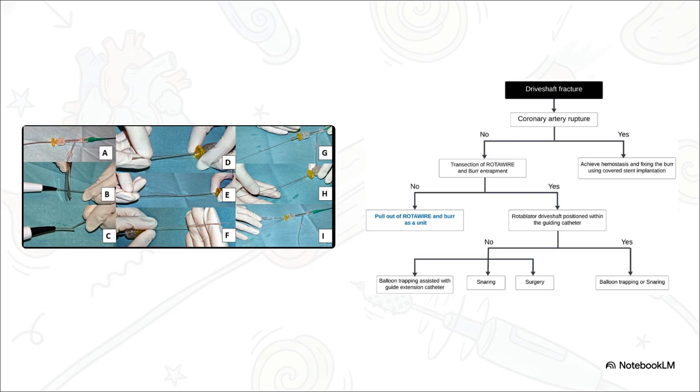On the right, we have the algorithm for a drive shaft fracture, less common, but absolutely critical to know. The key decision point is whether there's coronary rupture. If there is, hemostasis with covered stents is your immediate priority. If there's no rupture, you try to remove the system as one unit. If that's not possible, you move to retrieval with balloon trapping or snares, with surgery always as the final option.